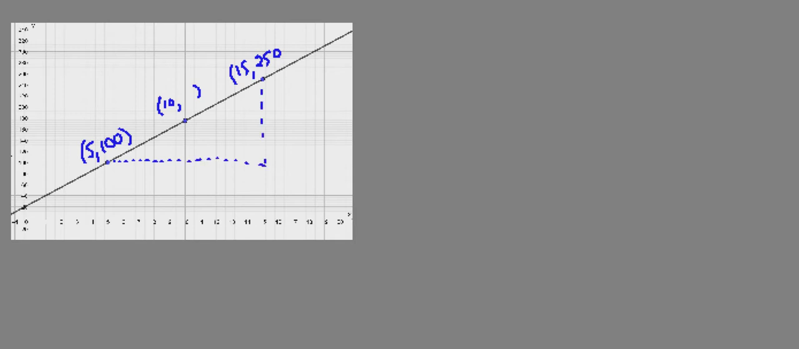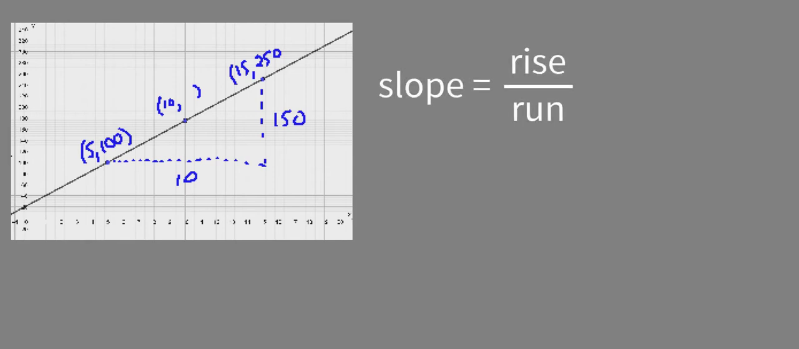So in the x direction, we're going from 5 to 15, so that's a difference of 10. And we're going in the y direction from 100 to 250, which is a change of 150. And the slope equals rise over run, which equals 150 over 10, which equals 15.